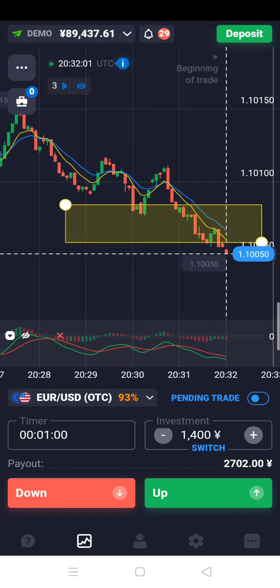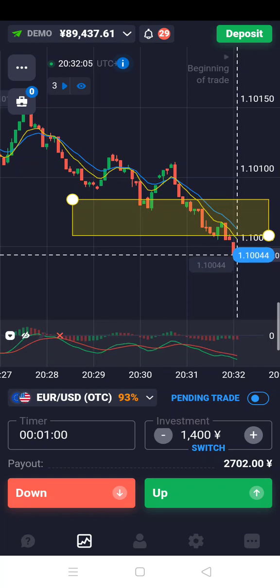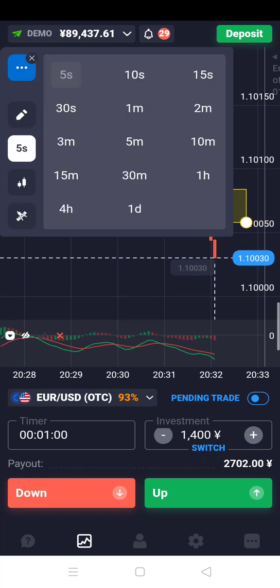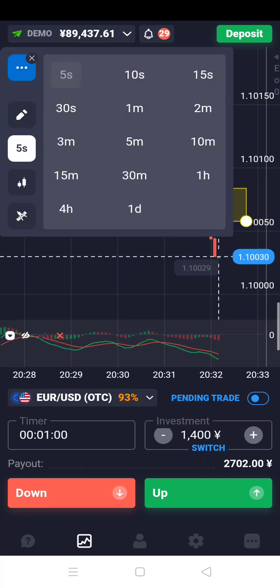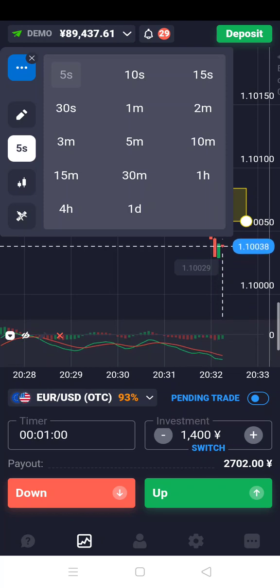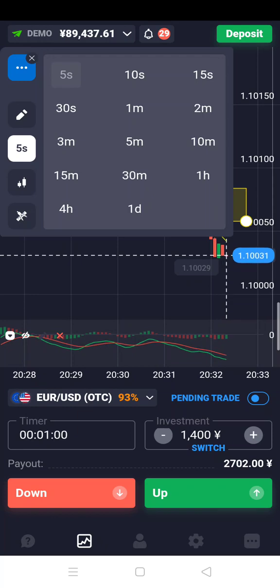Okay, so I'm gonna show you how to draw today. I'm gonna show you how to draw support and resistance and how to find them. So right now my chart is on the 5 second chart. If you want to be profitable, you must always look at the higher time frames. So I'm looking to trade 1 minute per trade, right, and get my profits.